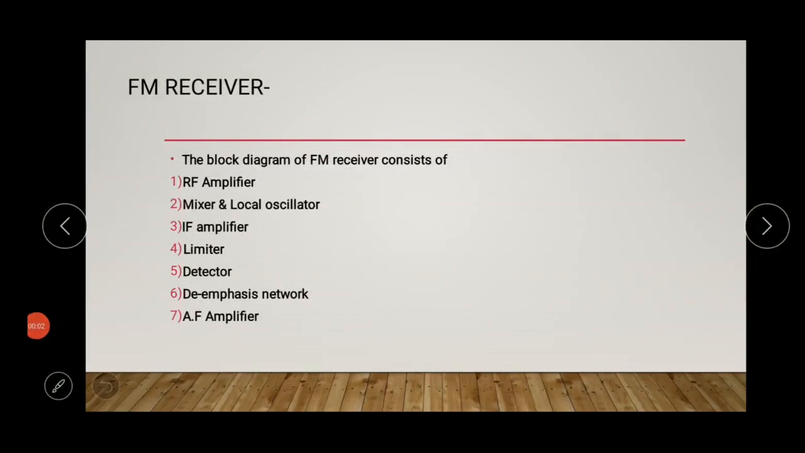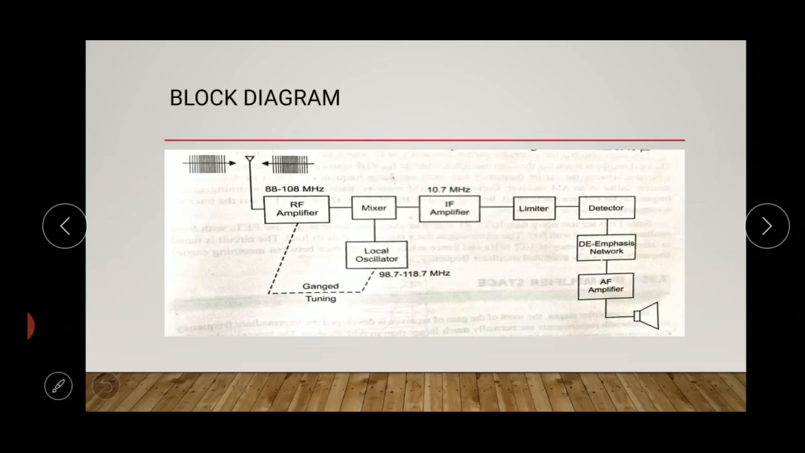Next, we discuss the FM receiver. The FM receiver receives the signal coming from the FM transmitter, demodulates it, and gives the original signal to the destination. The block diagram of the FM receiver consists of RF amplifier, mixer and local oscillator, IF amplifier, limiter, detector, de-emphasis network and AF amplifier. This one is the block diagram.